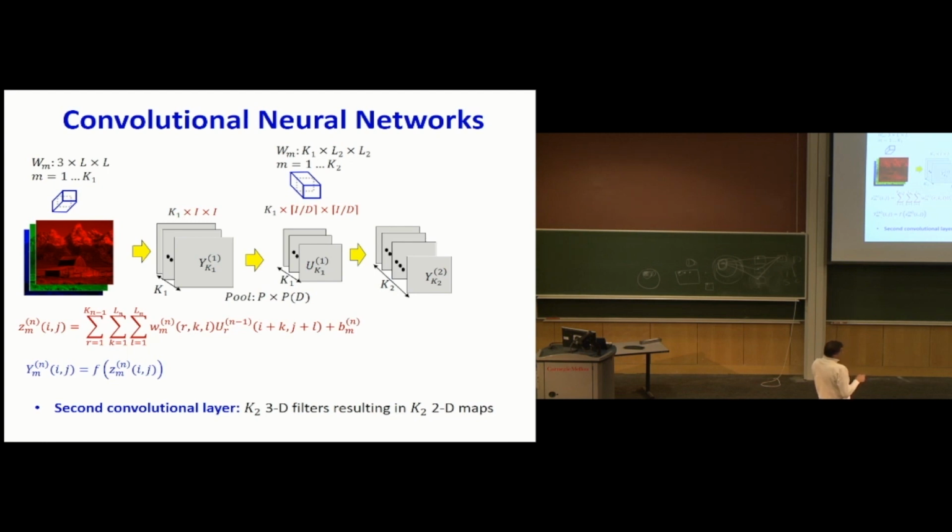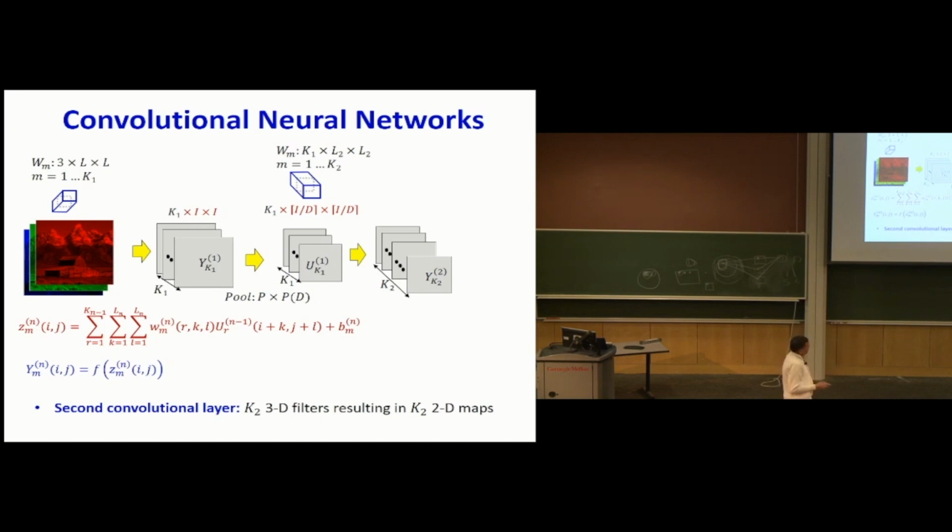One dimension is K1, which is the number of planes in the output of the previous layer. And the second dimension is the physical span, right? So the filters in the next layer are going to be K1 cross L2 cross L2. And if you apply those filters, and you have K2 of these filters, you're going to get K2 such maps, right?